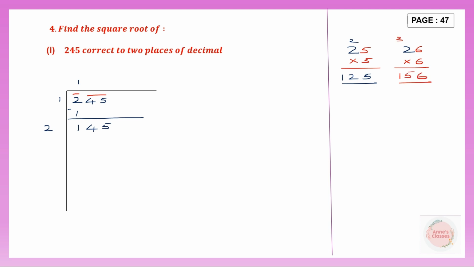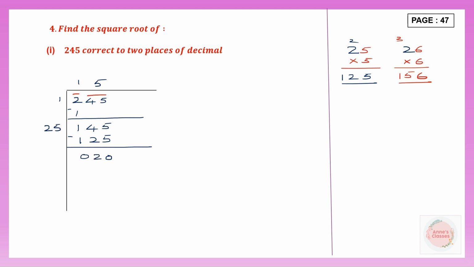So here what do we have? We have 125 and 156. This is the number that is most suitable for this. So next to 2 we have to put the digit 5. So now this number becomes 25. 25 into 5 is 125. Now when you minus, let's see what the remainder is. 5 minus 5 is 0. 4 minus 2 is 2. And 0.